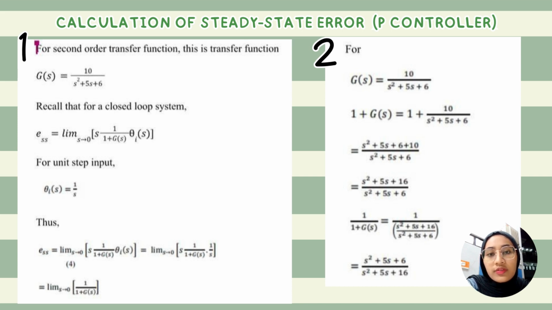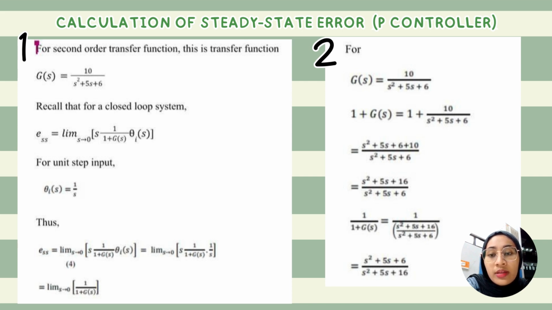For calculation of steady state error for P controller. For second order transfer function, G(s) equals 10 over s squared plus 5s plus 6. Recall that for a closed loop system, ess equals limit s to 0 of s times 1 over 1 plus G(s) times the input R(s). For unit step input, we are using R(s) equals 1 over s.